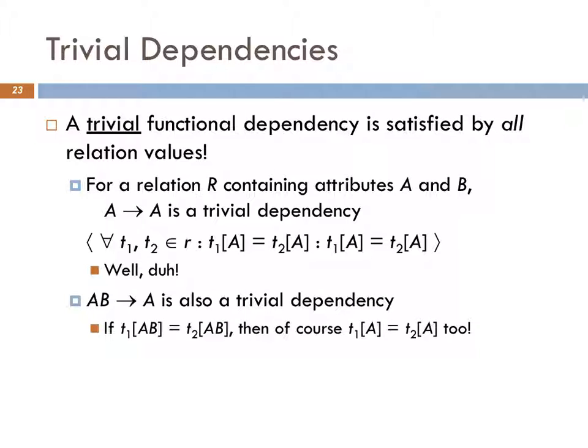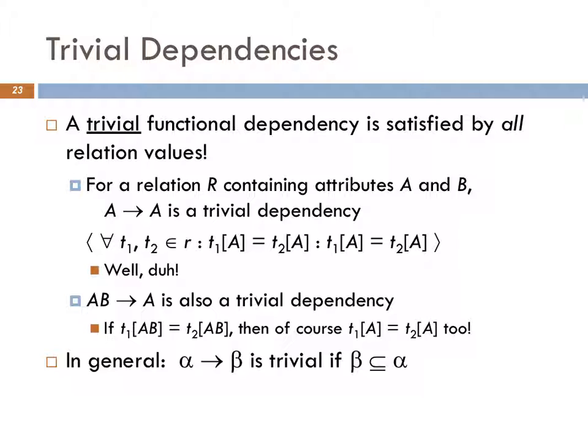Basically, anytime you have alpha functionally determining beta, and beta is some subset of alpha, an improper subset, it doesn't have to be a proper subset, then that functional dependency is trivial. Okay? Any questions?